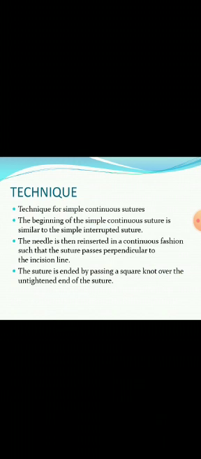And the technique is similar to simple interrupted suture in the beginning. The needle is then reinserted in a continuous fashion such that the suture passes perpendicular to the incision line. The suture is ended by passing a square knot over the untightened end of the suture.